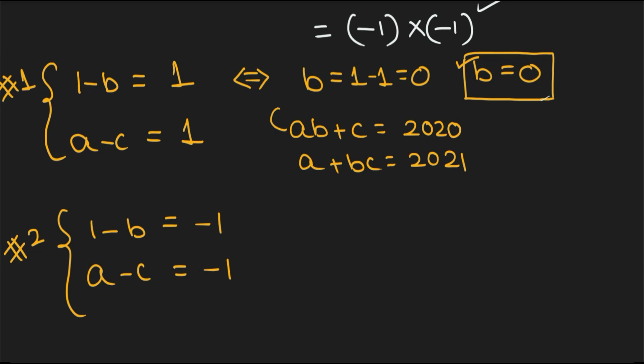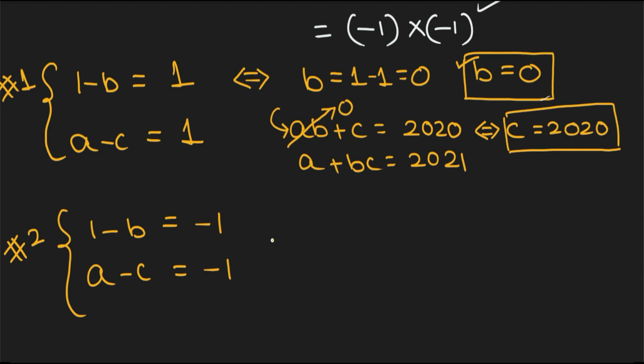When you put the value of B as 0, then this expression will become 0 and the value of C is equal to 2020. Again, when we put the value of B as 0 in this equation, then this expression will become 0 and we will find the value of A is equal to 2021. Hence, this is one solution. Let us solve the second condition.